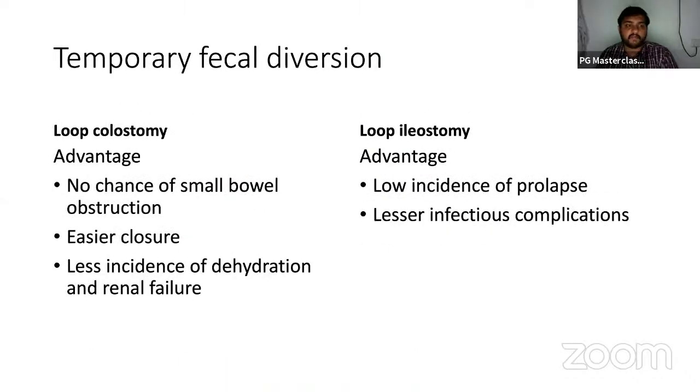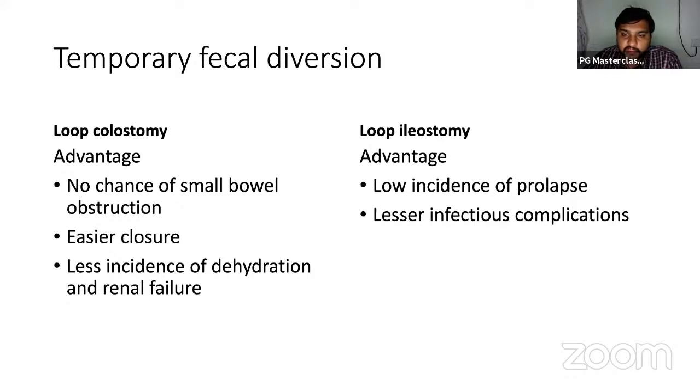Sir, for temporary fecal diversion, we can go for both loop colostomy and loop ileostomy. The advantage in doing loop colostomy is that there are lesser chances of small bowel obstruction. It is easier to close and has less incidence of dehydration and renal failure.